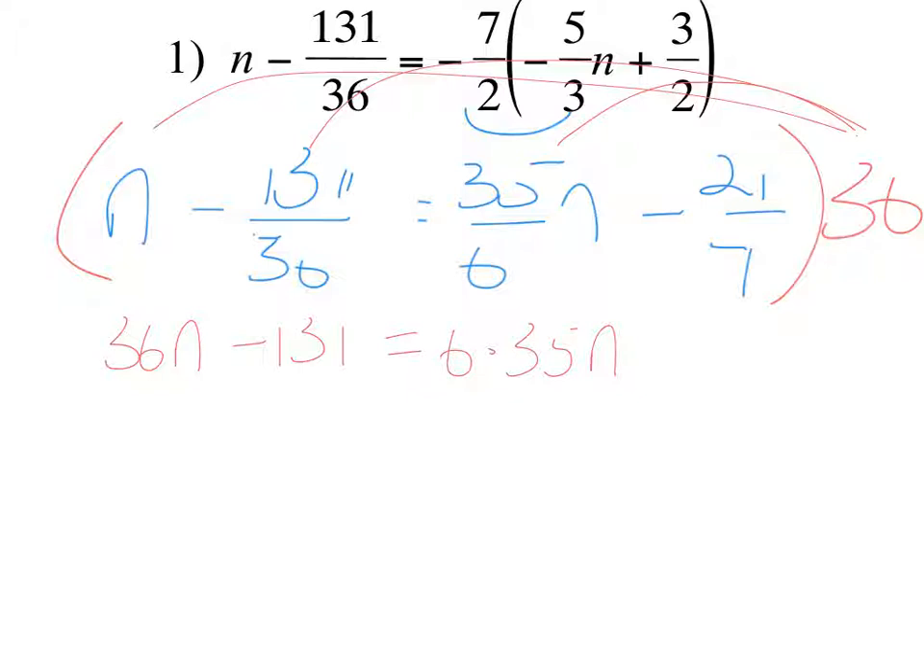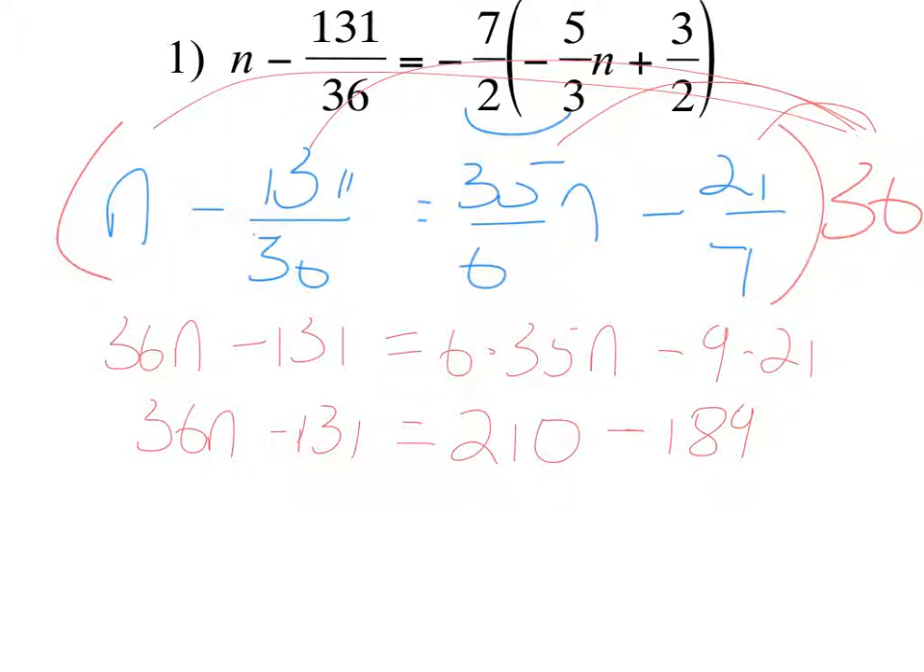And then we've got 36 times 21 over 4. And that would end up being 36 divided by 4 is 9. 9 times 21. Okay, let's do some simplifying. 36n minus 131, that stays the same. 6 times 35 is going to be 210. And then we've got 9 times 21, which would be negative 189.